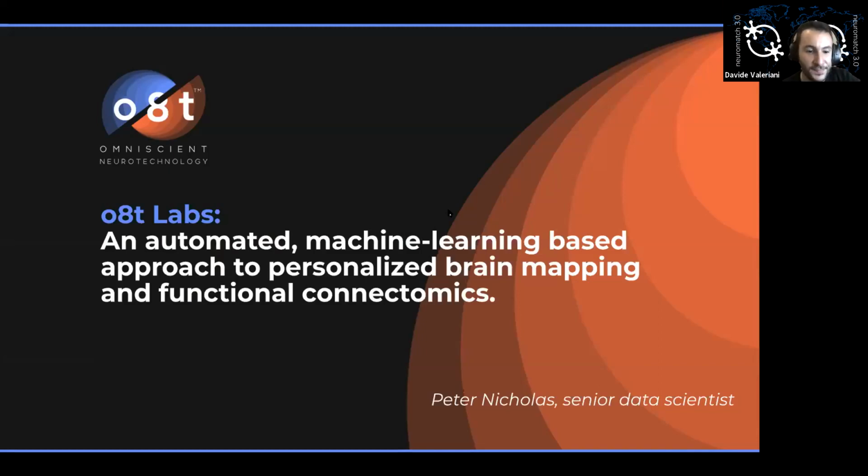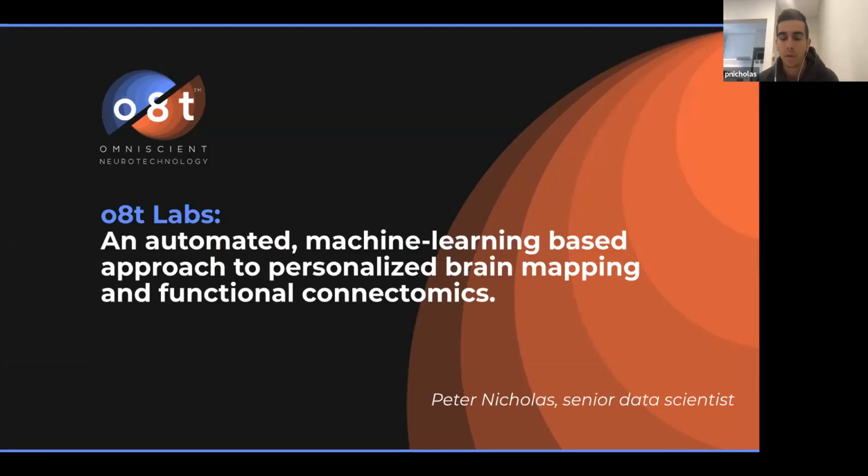Yeah. Go ahead. Okay. Good morning, everyone, and thank you for your time. Thanks for the introduction. My name is Peter Nicholas, and I'm a senior data scientist at Omniscient Neurotechnology, or o8t. I think it'll be a bit easier for people to remember and say that. Today, I'm going to be presenting on our workflow, and that is an automated machine learning-based approach to personalized brain mapping and functional connectomics. Broadly, what this aims to do is generate functional connectomics in an easy, seamless way and enable researchers to spend more time researching.